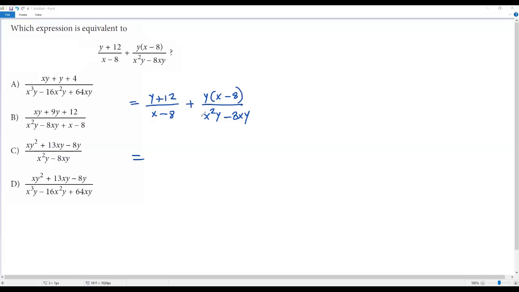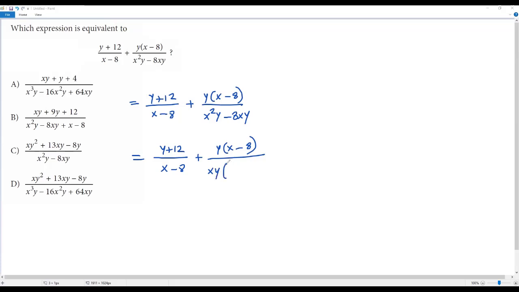So for that, I'm going to factor the expression in the denominator of the second fraction, because we cannot do anything more with the first one. Let me write this one: (y + 12)/(x - 8) + (y(x - 8))/(x²y - 8xy). I'm going to factor this expression, so I have to get the greatest common divisor for these two terms. The greatest common divisor for these two terms is xy.